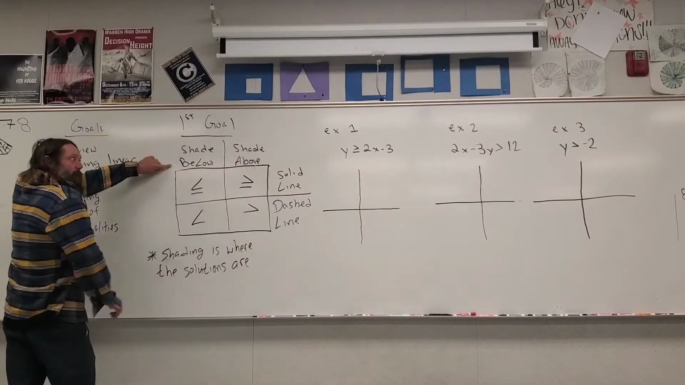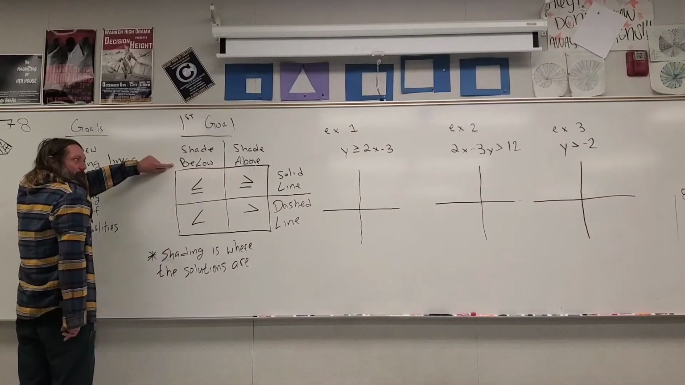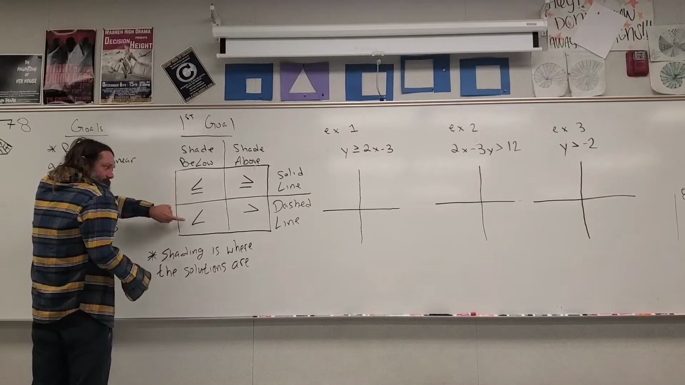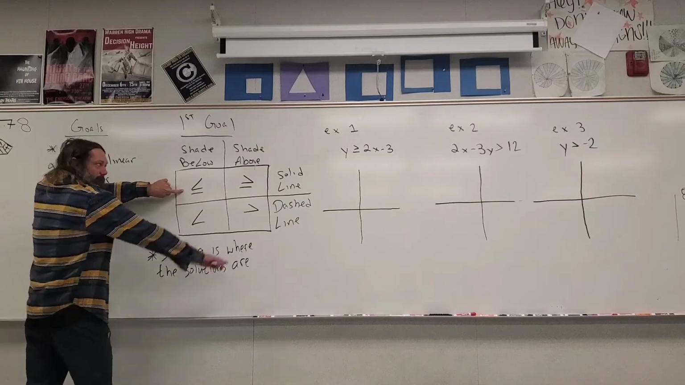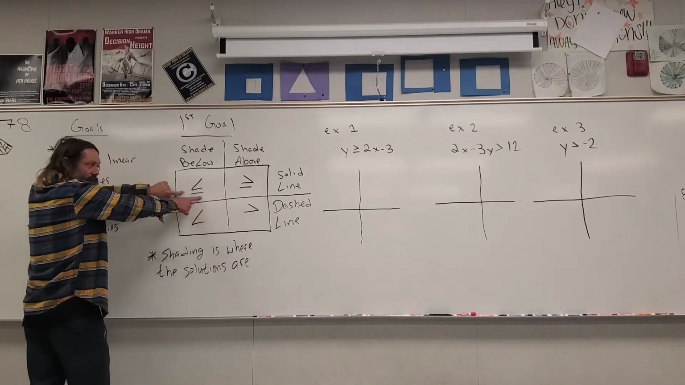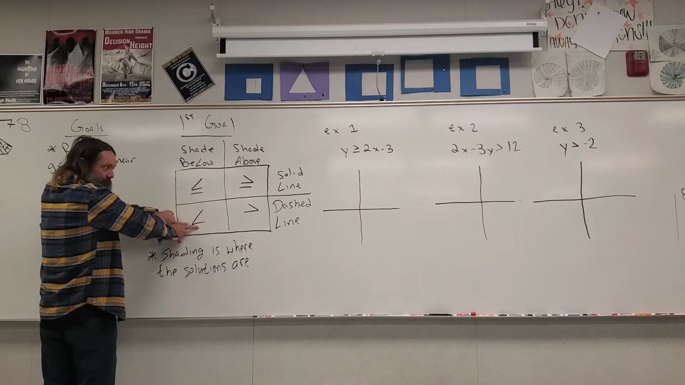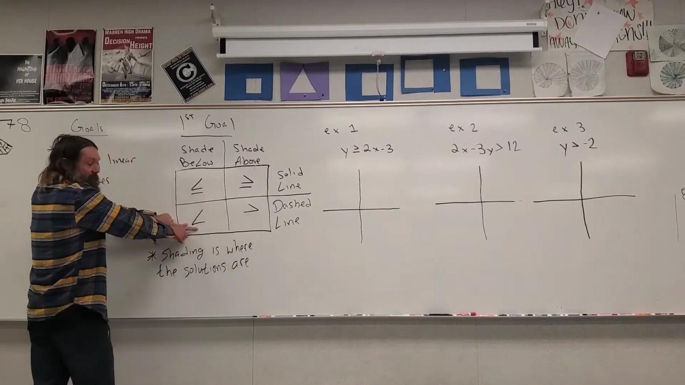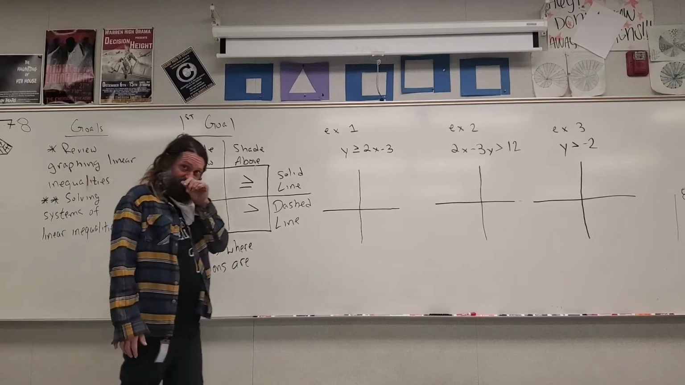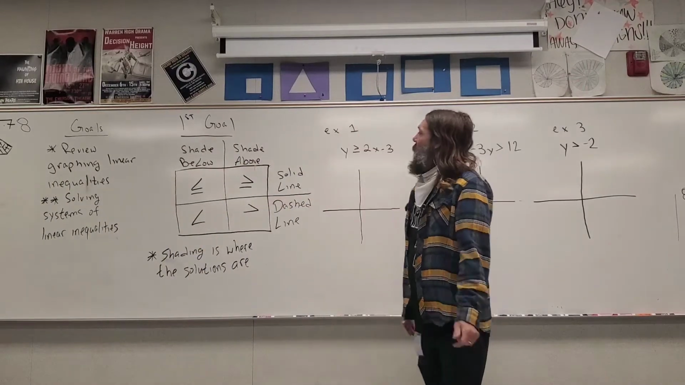I'm going to shade below, look at how I wrote the L, I'm going to shade below if I have this symbol or this symbol. This symbol means my line will be solid, so the solutions are included on the line. This symbol means I have a dashed line, and that means the line is out of bounds for solutions. Solutions can't be on that line.